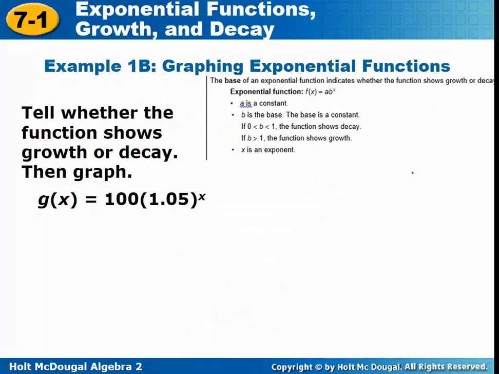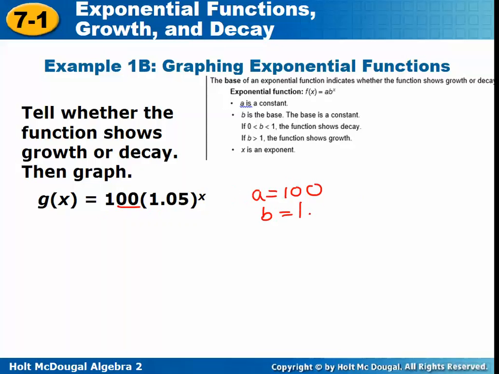Another way to graph these is with technology, and we'll look at that in a minute. Okay, here's another example. You have to say whether it tells growth or decay and then graph. So in this case, A would be 100. That's the constant right in front. B is the one that's being raised to the exponent.